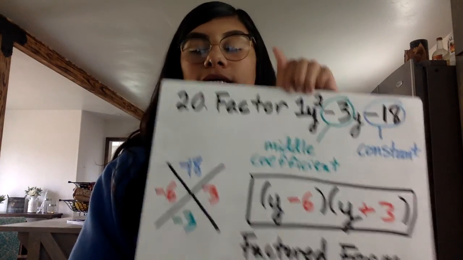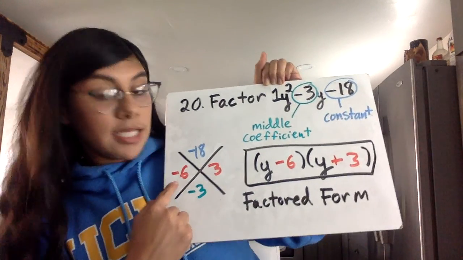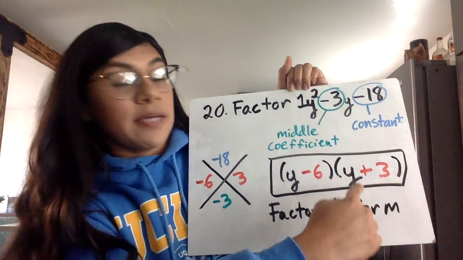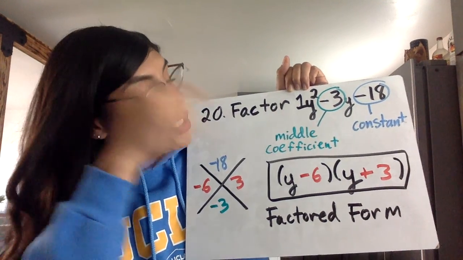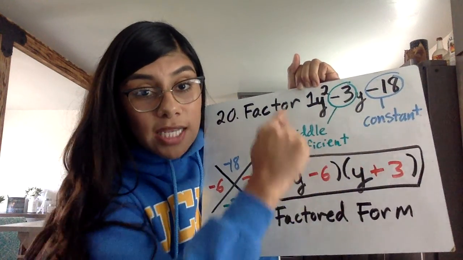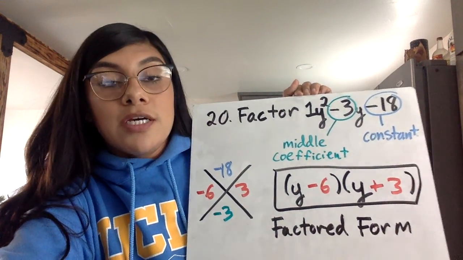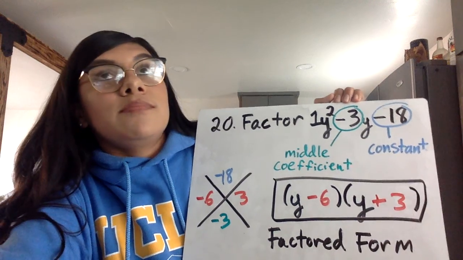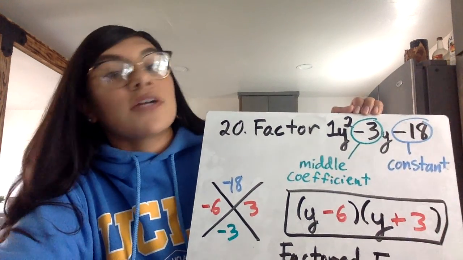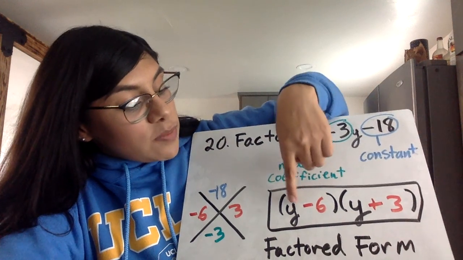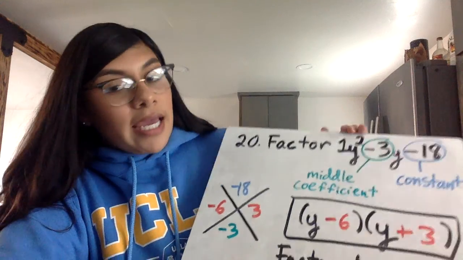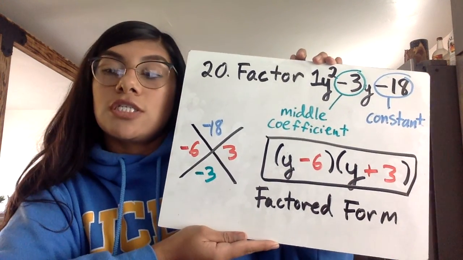And here it is. I took these 2 values from my x method and rewrote them in factored form. Notice that I use the variable y. Where did I get that y from? From the polynomial in the original problem. If your polynomial has the variable x, or a, or b, or any variable you could think of, that is the variable you place as the first term inside these parentheses. And there it is. That's how you factor question number 20.